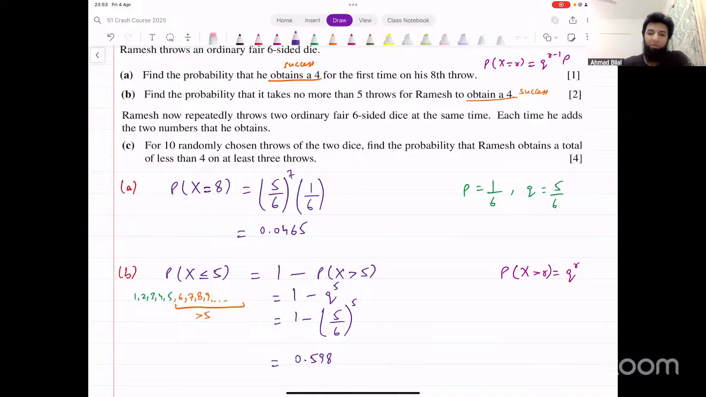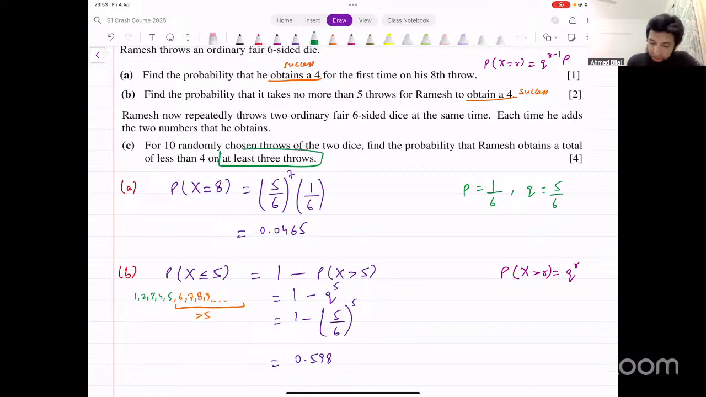Is it a geometric distribution? Are we talking about first success? Are we talking about the probability of getting a first success in a particular outcome? We're not talking about that. We're talking about number of successes.